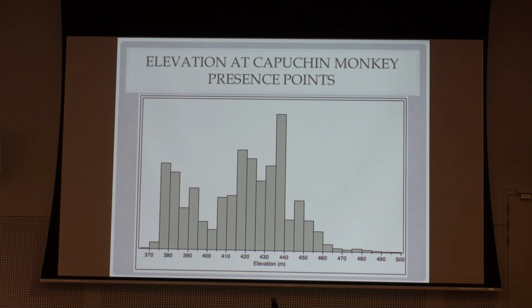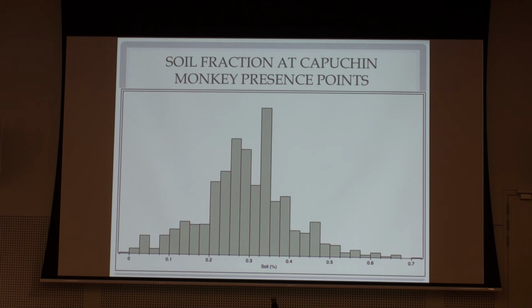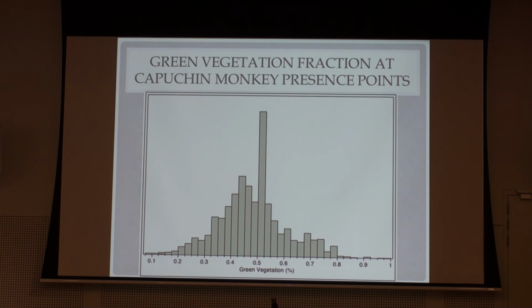I'm just going to run really quickly through these. These are just from the presence points. The presence points for elevation here, and you see them clustered right in the 400 meter elevation range, right around 0.3 shade. It's a bit bigger range for soil, between 0.2 and 0.4 soil, and approximately 50% green vegetation. So those are the distributions of our presence points for the monkeys.